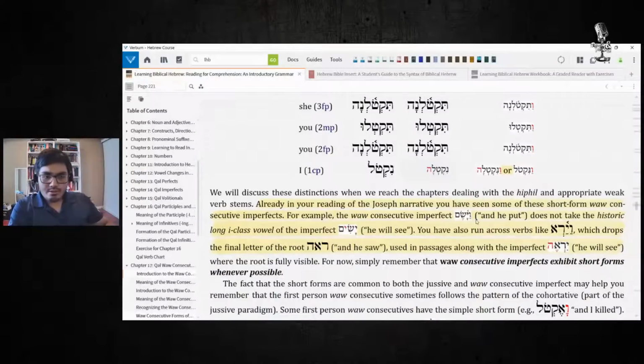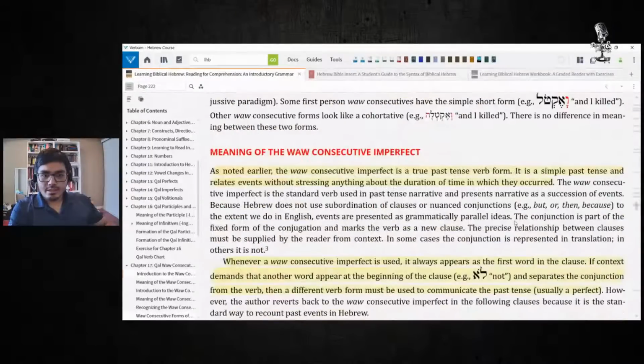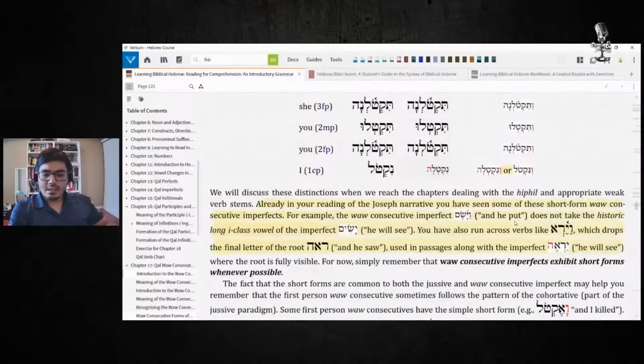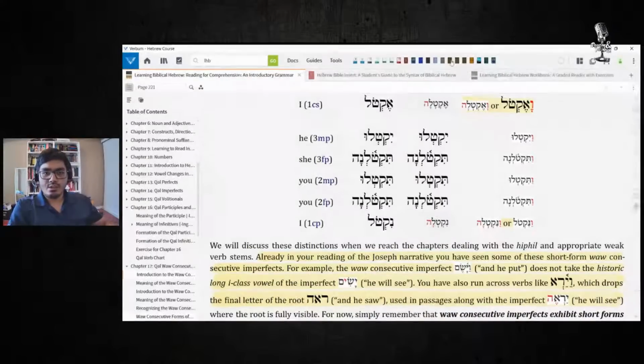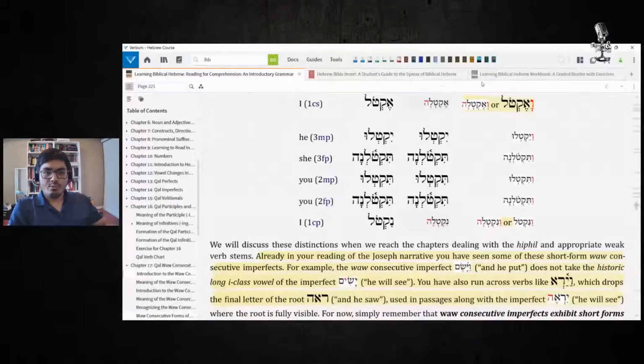There are a few other notable examples where the Viktor form is different from the imperfect form. So haya is a great example of that. The imperfect would be yihye, so yod he. Whereas the Viktor form of that would be vayhi. So it's a vav, yod, he, and then yod.